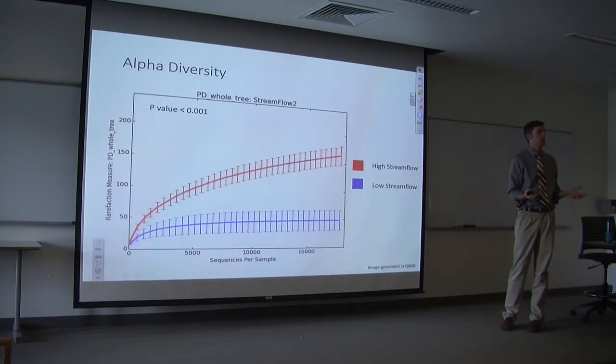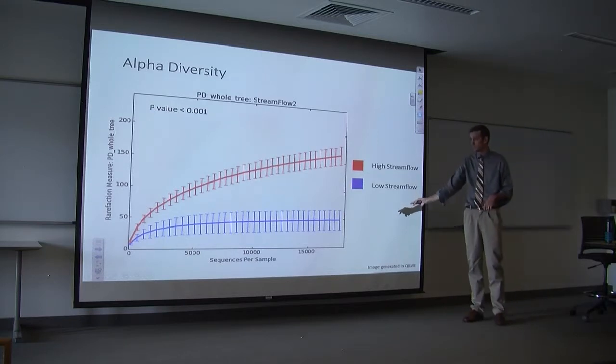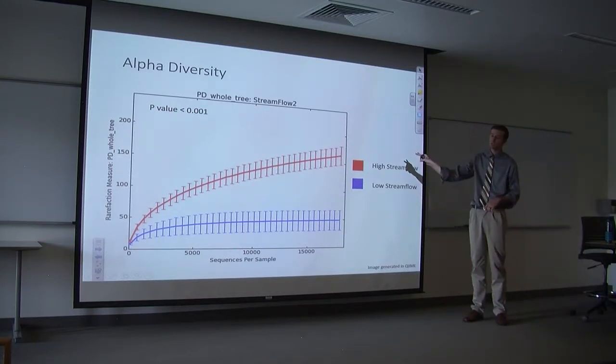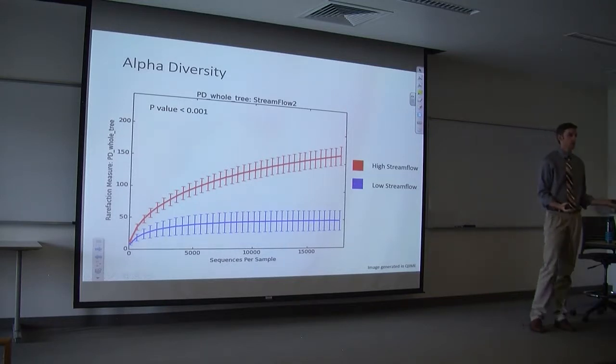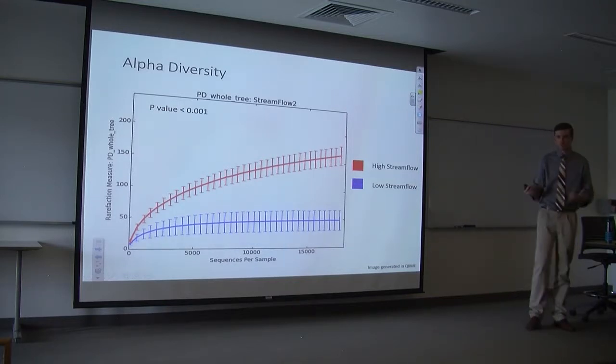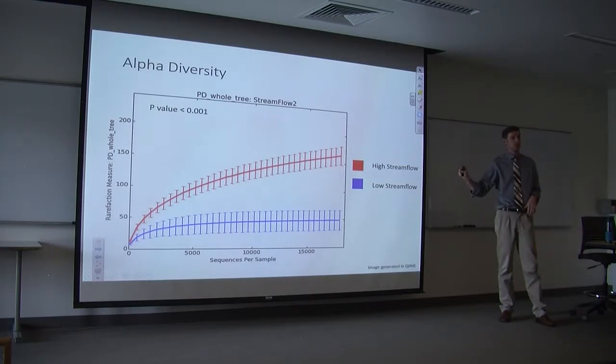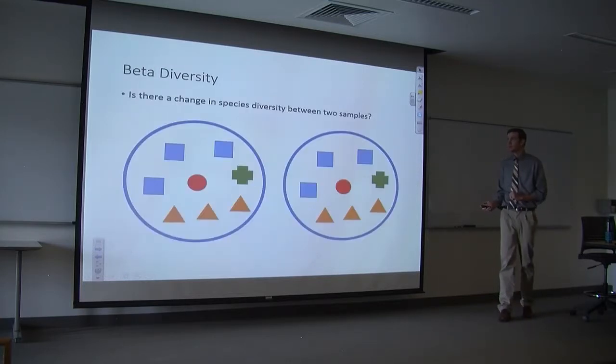And when we did the alpha diversity analysis, you'll notice that on the y-axis we have basically a metric of alpha diversity, and then we have our sequence samples. And so you'll notice that the high streamflow area had more alpha diversity than the low streamflow area. So this would suggest that there were more different species in the high streamflow, so in the Alamosa River, than in the creek above Alum Creek and Alum Creek.